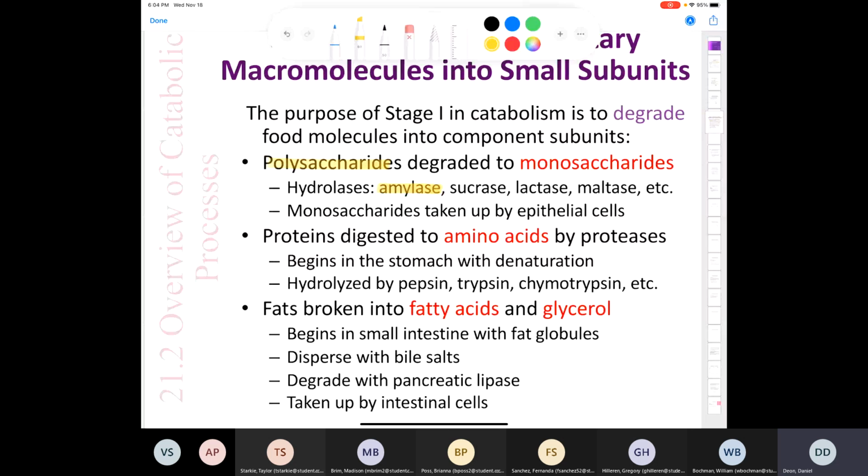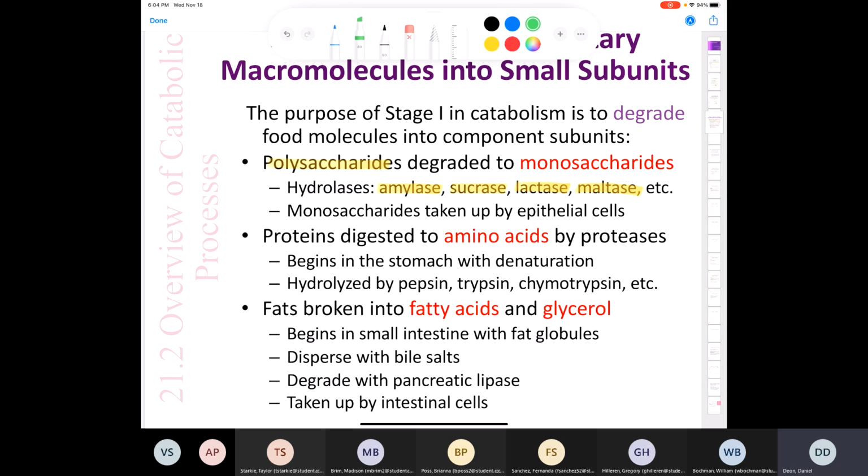Whereas we have other enzymes like sucrase, which can break down sucrose, and lactase, which acts upon lactose, a disaccharide comprised of galactose and glucose. We looked at that in the carbohydrates chapter. Maltase is an enzyme that acts upon the disaccharide maltose, which is comprised of glucose and glucose. And then those monosaccharides can be taken up by epithelial cells by active transport. What about amino acids?